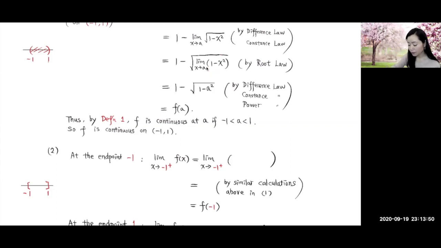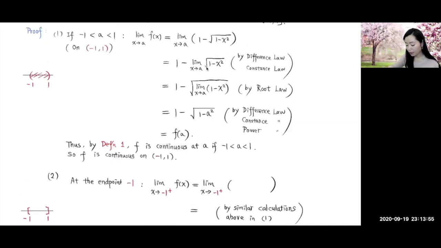Okay, so this result over here is the same as you just direct substitute a into this x over here, which is the same as f of a. So the limit of the function as x approaching a is equal to f of a, by definition, the function f is continuous at a. So the function is continuous on -1 to 1.